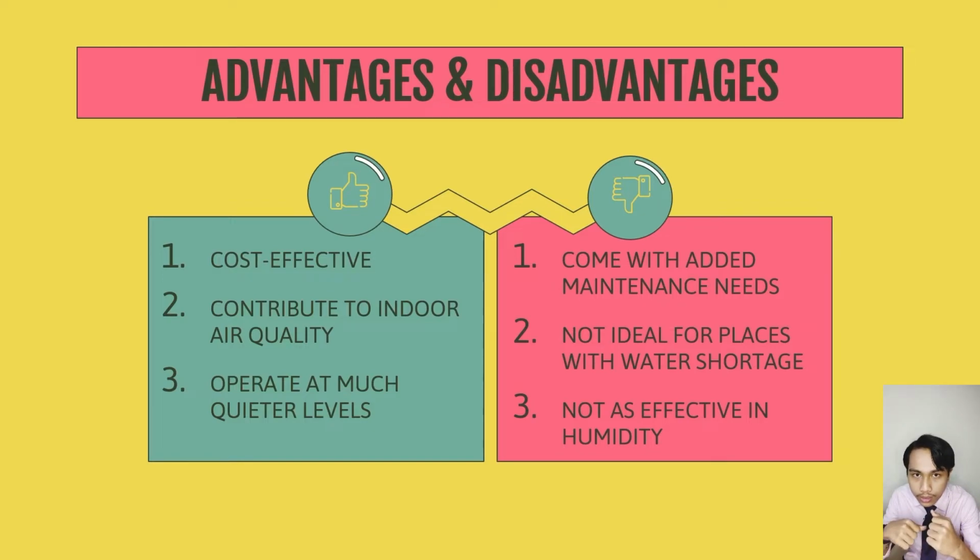The second one is that they contribute to indoor air quality. Air ducts keep indoor areas connected in a building, and this can cause unpleasant odors and air pollution to spread easily from one room to another. The great thing about chilled water systems is that you have to install a separate air handling system in each area, which prevents the spread of odors and pollution. This leads to a significant improvement in indoor air quality.